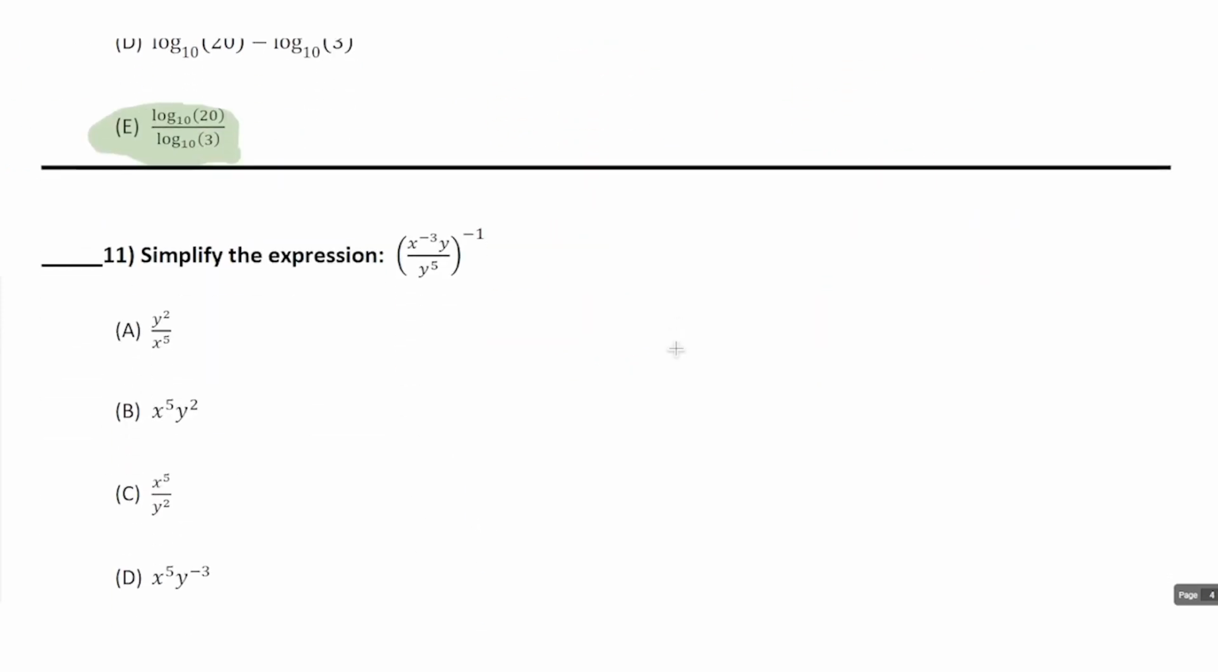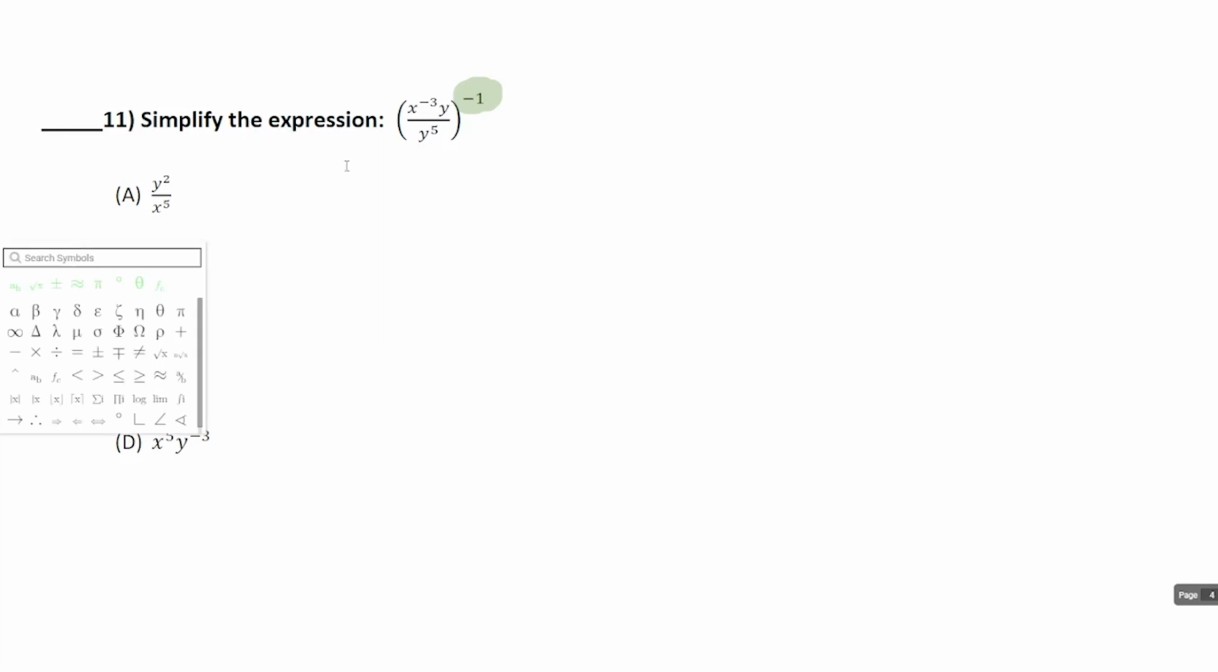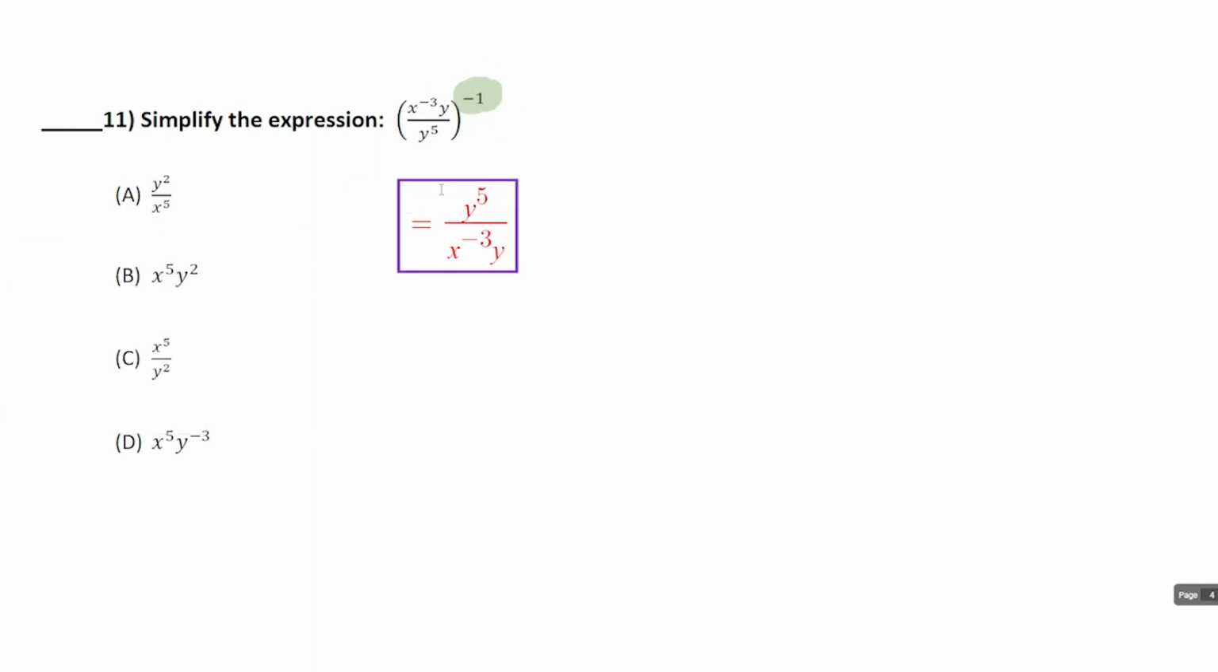All right, number 11. Here we are trying to simplify the expression. I'll start by getting rid of this to the negative 1 power. Anytime you raise a fraction to a negative power, you can rewrite it as a positive power if you flip the fraction. So this would be y to the 5th divided by x to the negative 3rd times y. If this were any number other than negative 1, like negative 5, you would still have parentheses around here, and it would be raised to the 5th power. But since it's negative 1, it's just to the first power, which doesn't do anything, so we don't need these parentheses anymore.